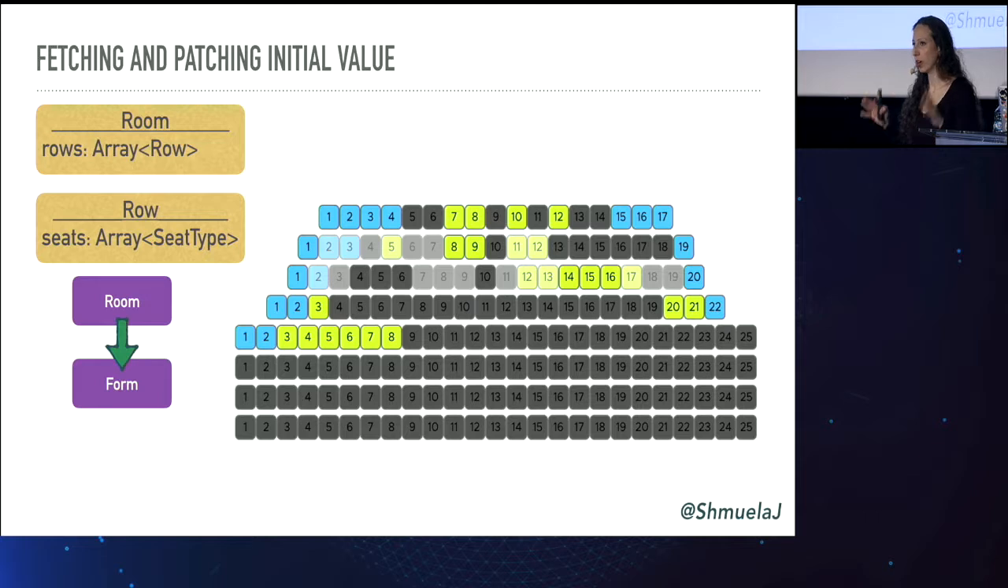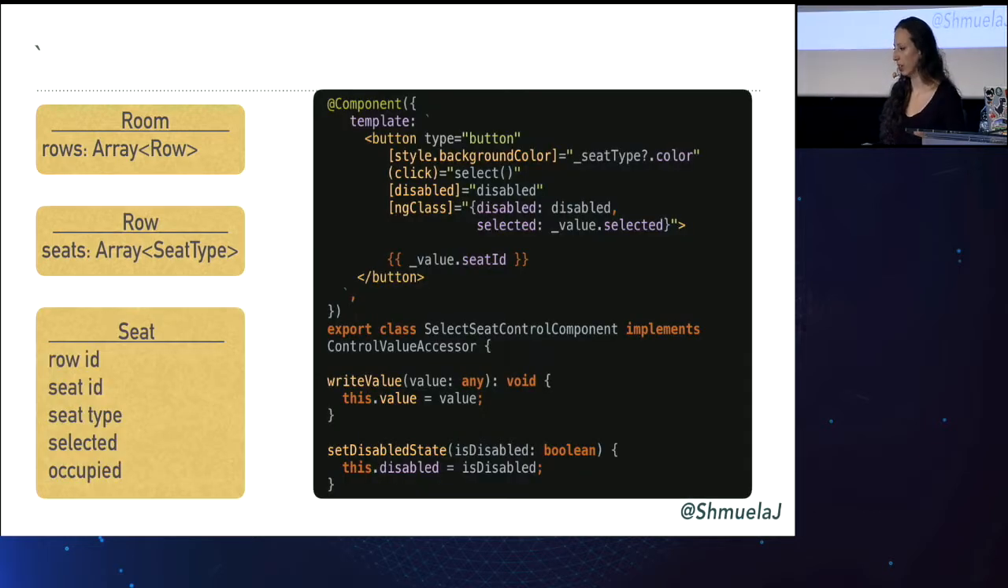Okay, so let's focus on the form itself. How do we construct it? We have the data, which is composed of rows, which is an array of the rows, and each row is an array of the seats. So this is the seat control component. Of course, not the whole component, not everything is here, but the important stuff.